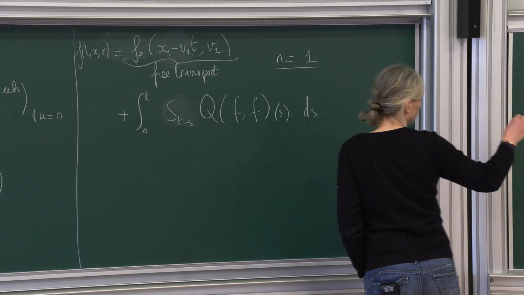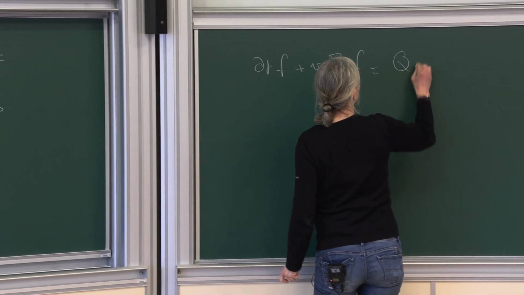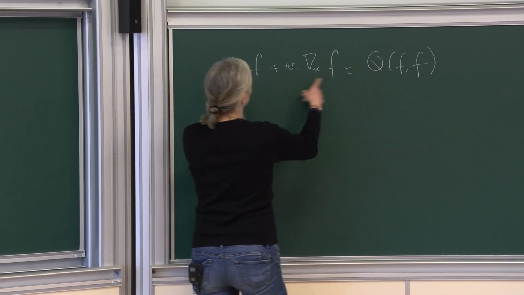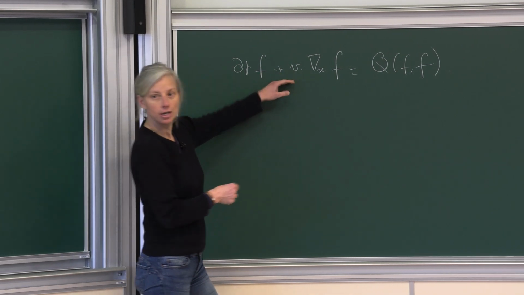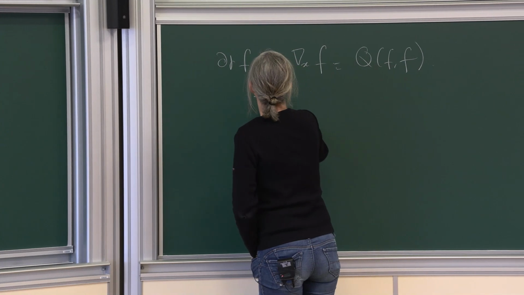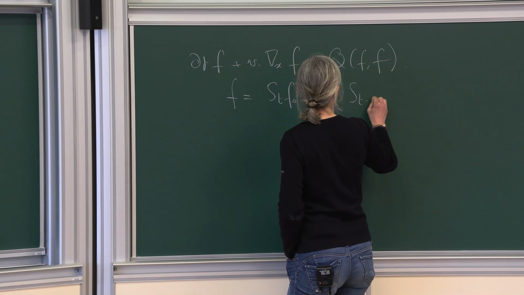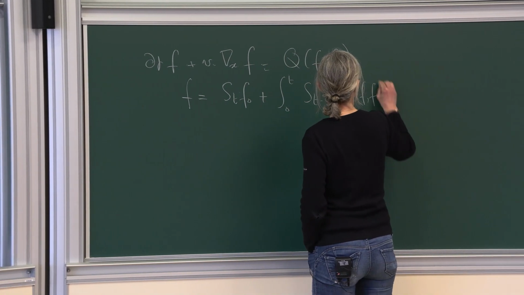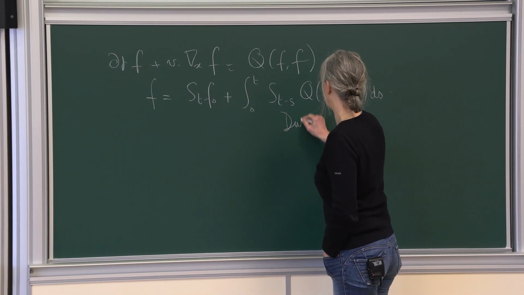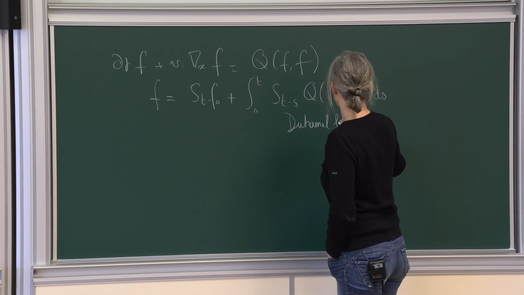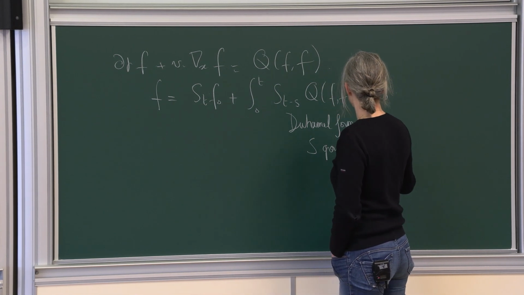I recall that the Boltzmann equation is dtf plus v grad x f equal Q of ff. So if you now integrate, so you call S the group which is associated to this transport here, you get that f is equal to S t of f naught plus the integral from 0 to t of S t minus s Q of ff of s ds. So that's just the Duhamel formula associated to this. And S is just the group associated to the free transport.